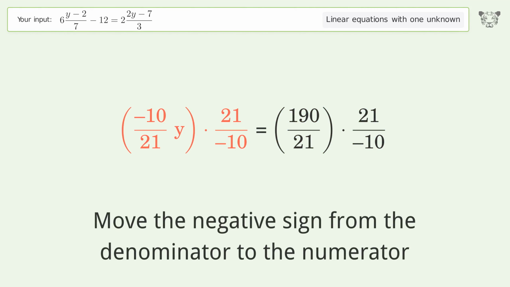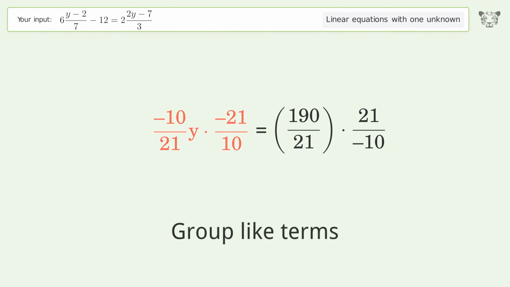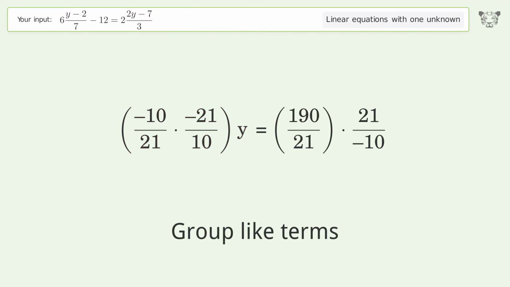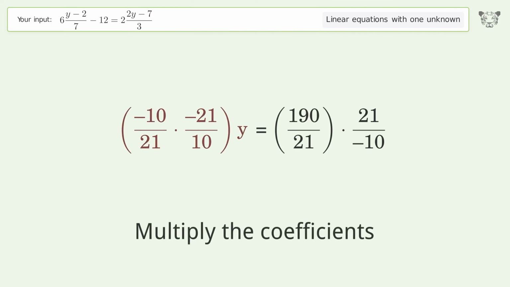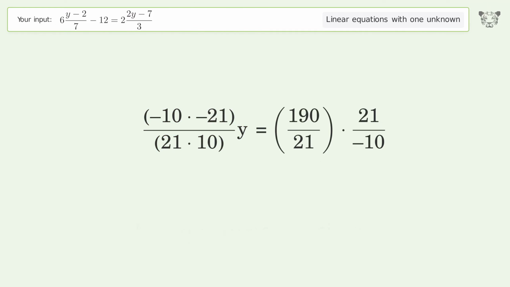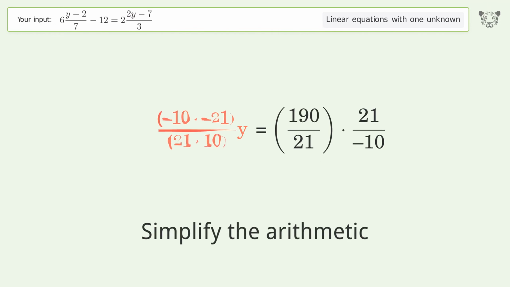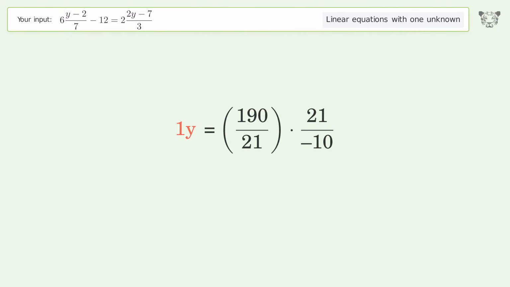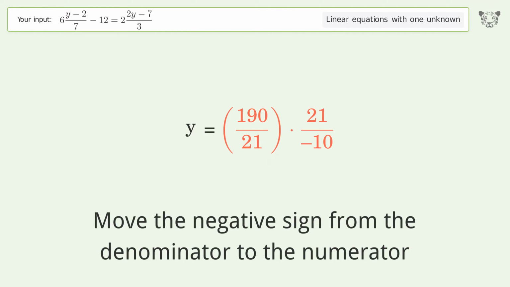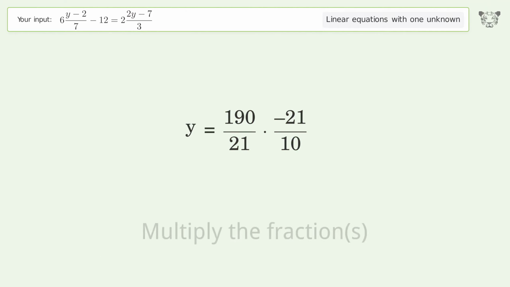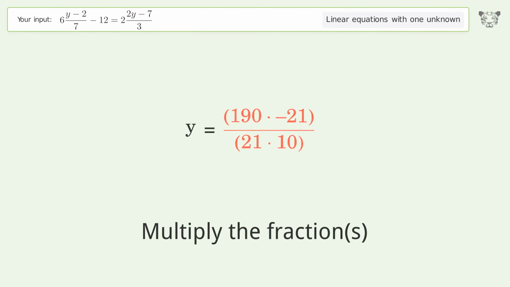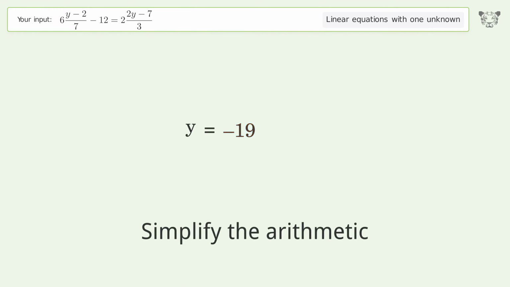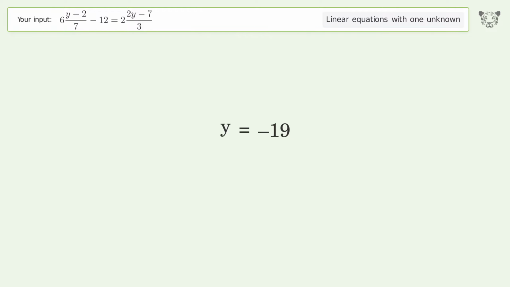Move the negative sign from the denominator to the numerator. Group like terms. Multiply the coefficients. Simplify the arithmetic. Move the negative sign from the denominator to the numerator. Multiply the fractions. Simplify the arithmetic. And so the final result is y equals -19.